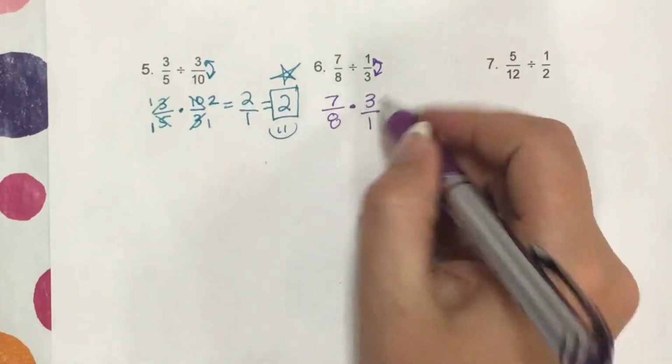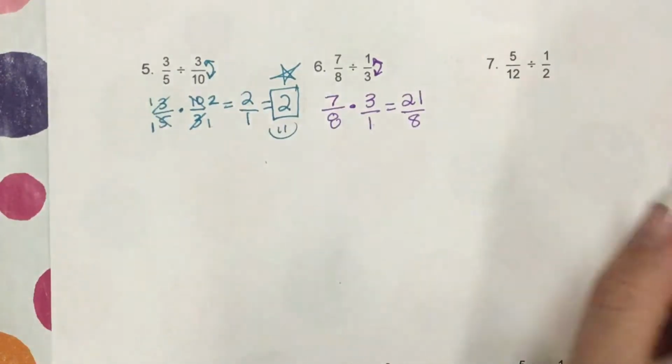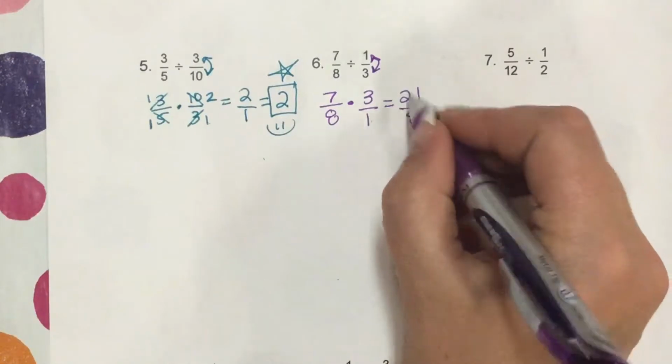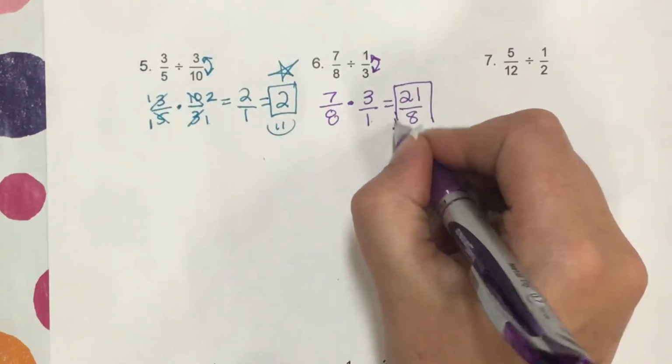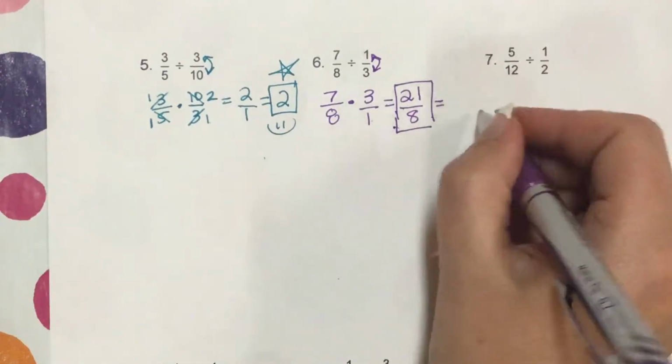Let's do it. 7 times 3 is 21. 8 times 1 is 8. All right, so that's the answer. And that's in simplest form. There's no common factors. However, it is an improper fraction, so we can change it into a mixed number, which is what I want you doing.